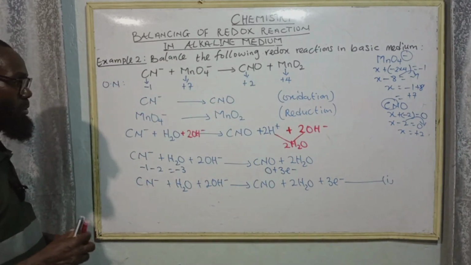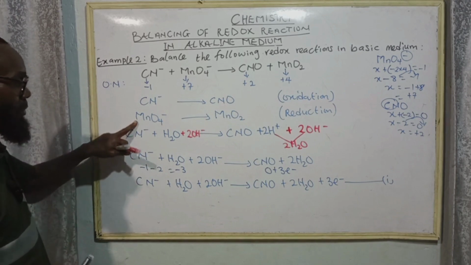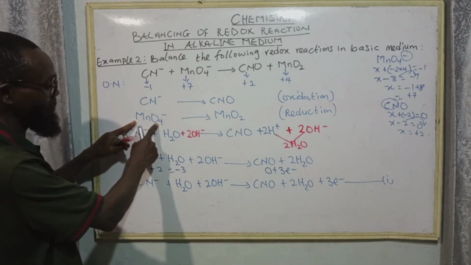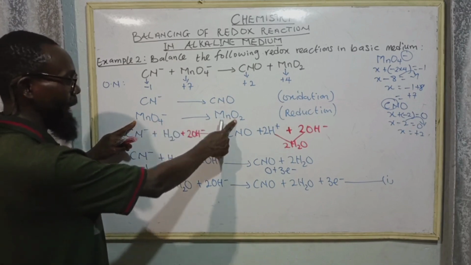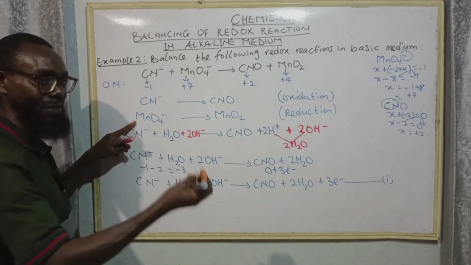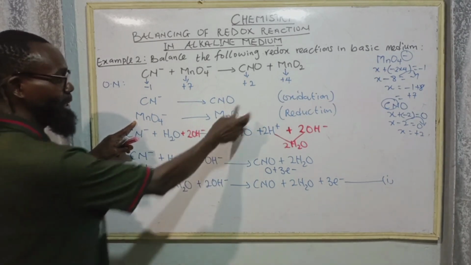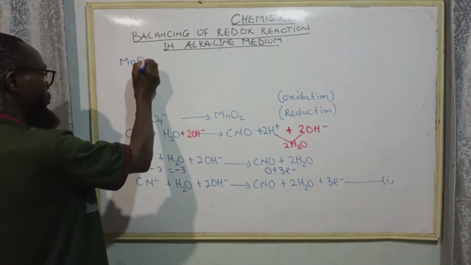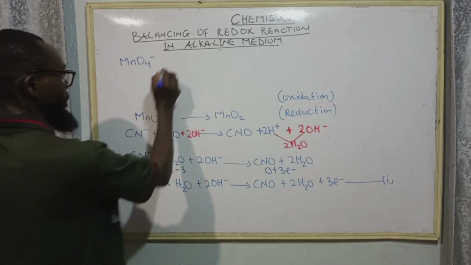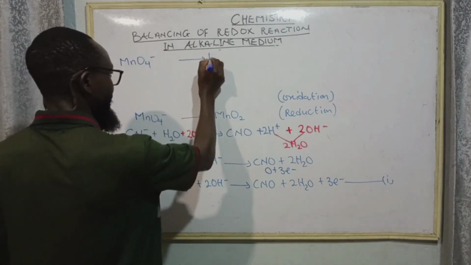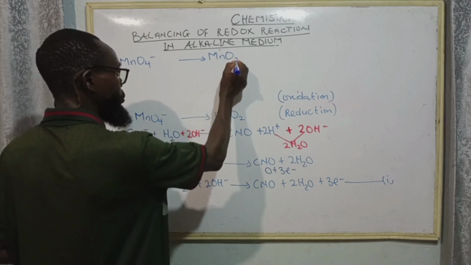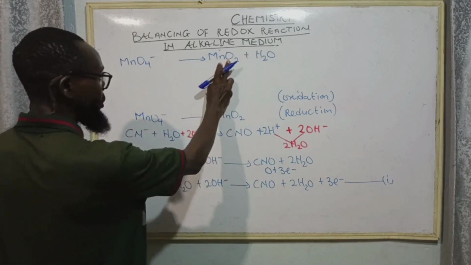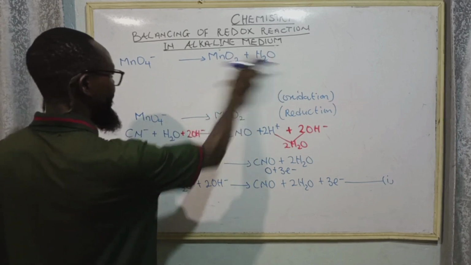Now equation 2. Look at this now. From here, how many oxygen do I have here? 4. Oxygen here, 2. So I have to add H2O to the side that's having the lowest number of oxygen, which is this side. I have MnO4 minus to give me MnO2, then plus H2O. Now, this oxygen here is 2. 2 plus 1 making 3, and this one is 4.